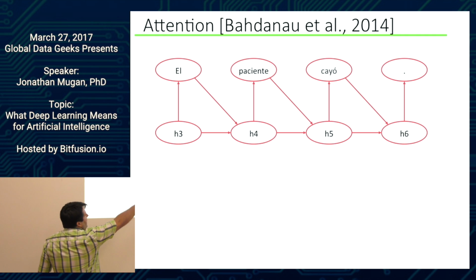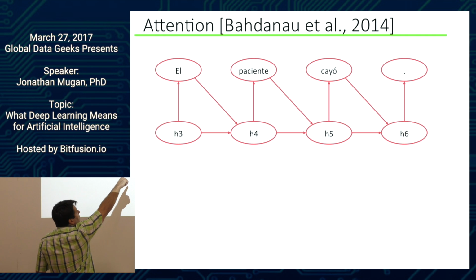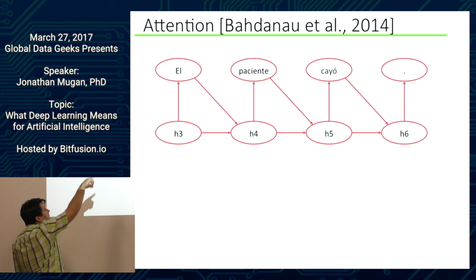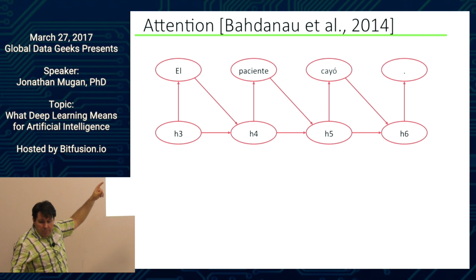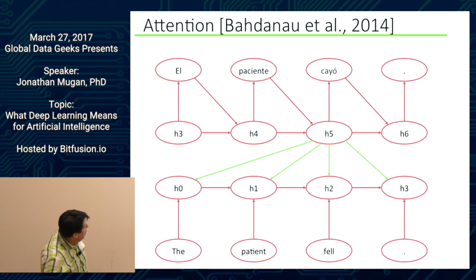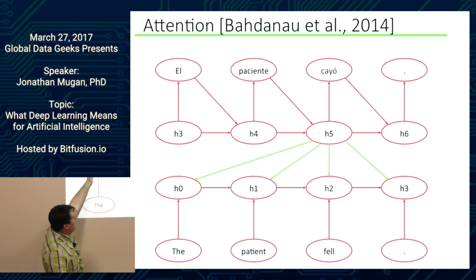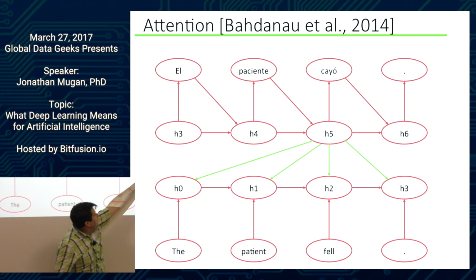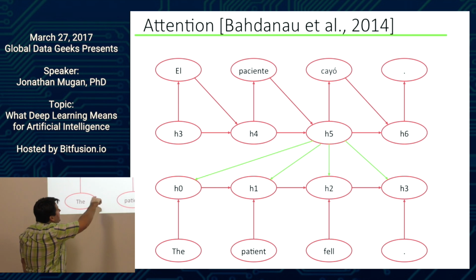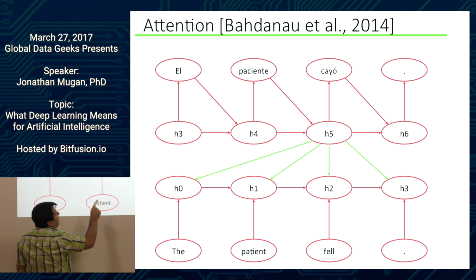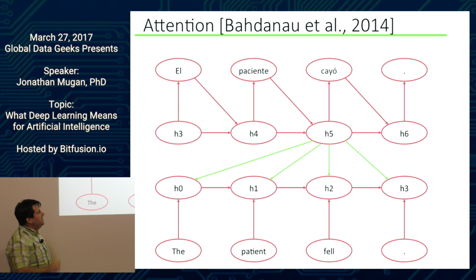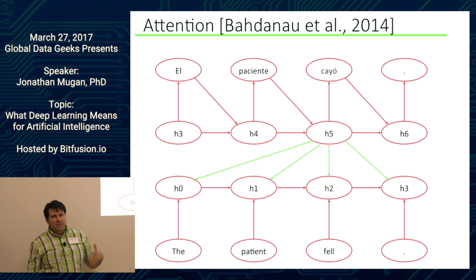So when you're right here at H5 and you're trying to figure out what word you should emit, Kayo, it can not only look at H4 and paciente, but it can go back over the encoded sentence, and it can look at all of these states. And in fact, the network learns to take a weighted combination of these states, input it into H5, and make a decision based on that. And so that's called attention.